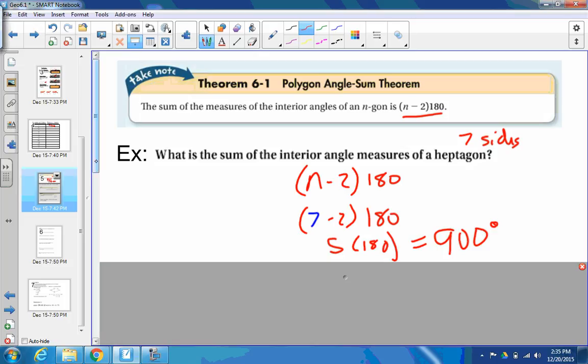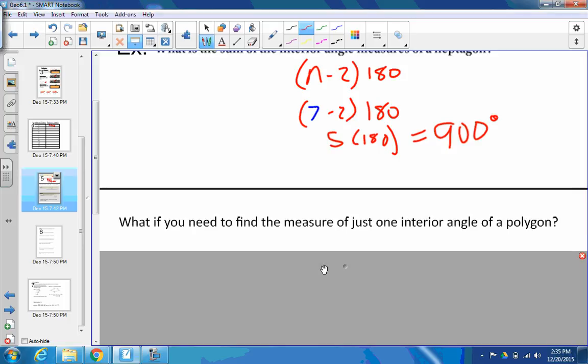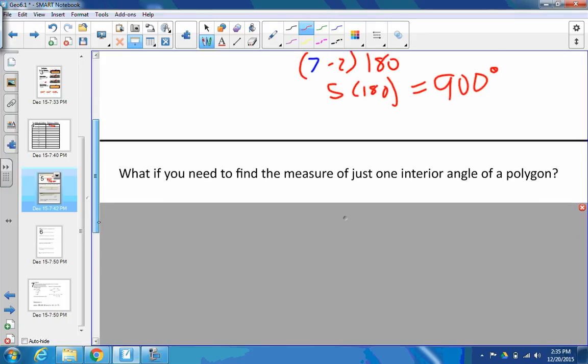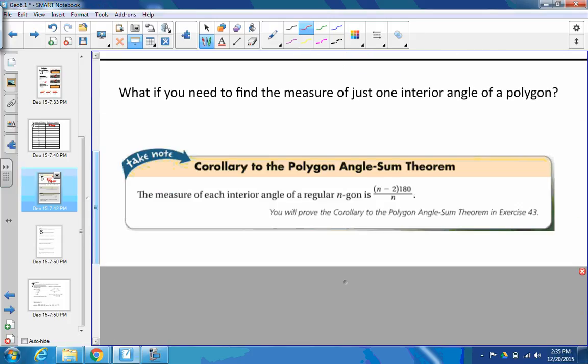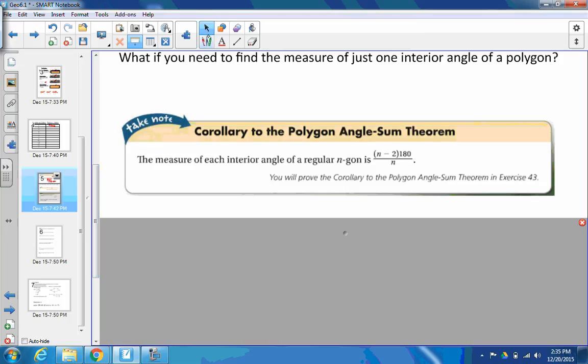So all the measures add up to 900 degrees. And the question is, what would you do if you need to find just one of those interior angles? If we know they all add up to 900, well, that's the corollary to this theorem. Hopefully, maybe you could have figured that out on your own. You just divide it by the number of sides. So the measure of each interior angle of a regular heptagon is what we just did from that theorem, the total interior angle sum divided by however many sides there are.